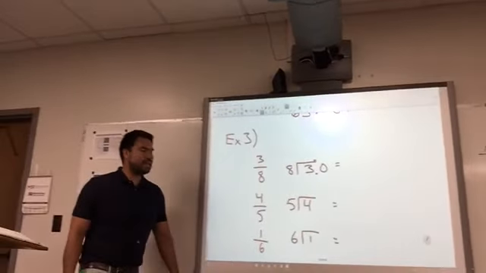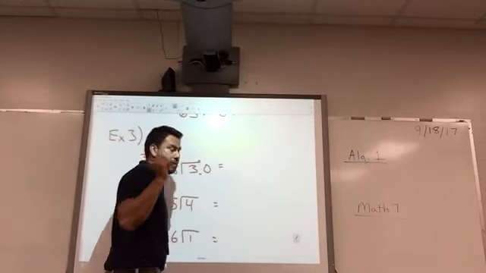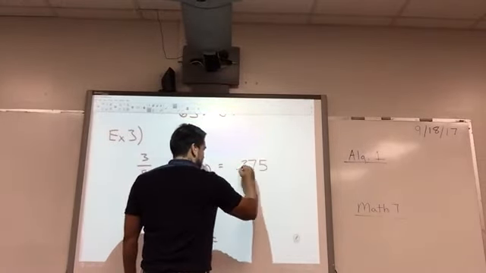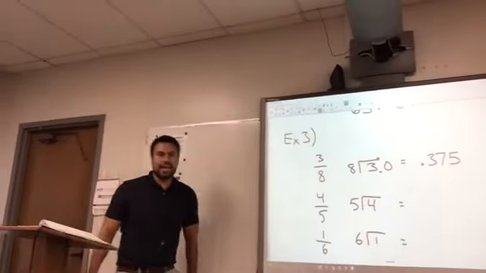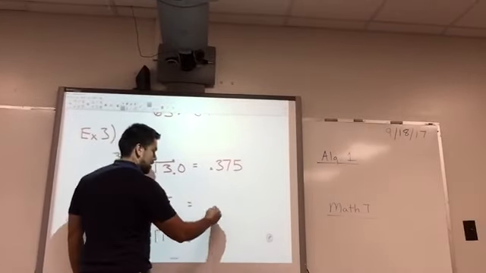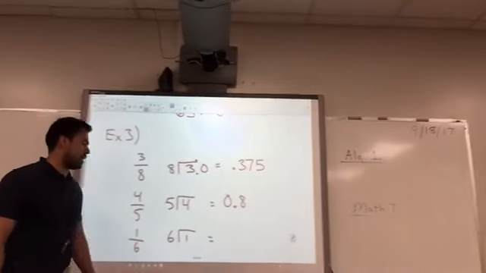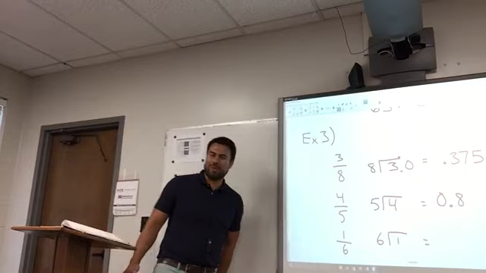Okay, what is 3/8 as a decimal number? Somebody raise your hand, tell me, Benson. 0.375. That is correct. All right, what's 4/5 as a decimal number? Beth? 0.8 is correct.